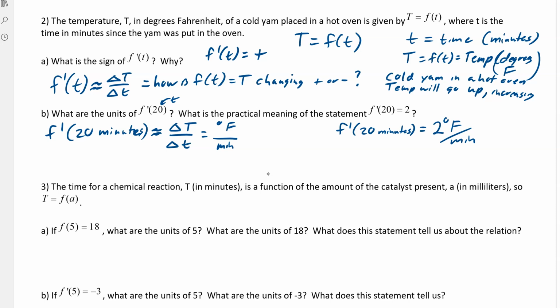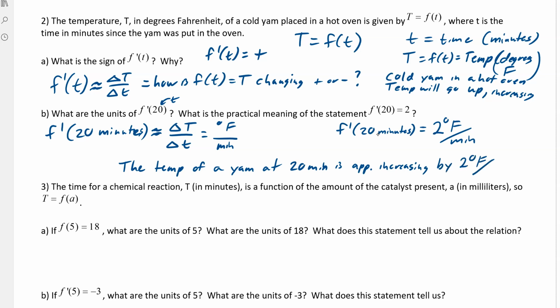So then what the practical meaning of this is, this whole thing is about what? Whenever you do any interpretation of something, you want to first start at what the whole problem is about. And so it's the temperature T of a cold yam. So let's put it way over here. The temperature of a yam at 20 minutes. So you can see I'm just writing it. The temperature of a yam at 20 minutes is approximately increasing. How did I get increasing? That's right, because it's positive, by 2 degrees Fahrenheit per minute.